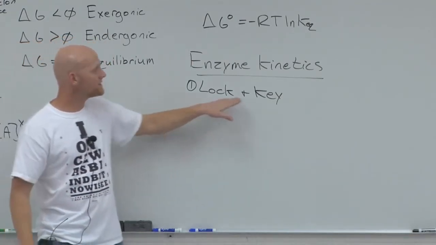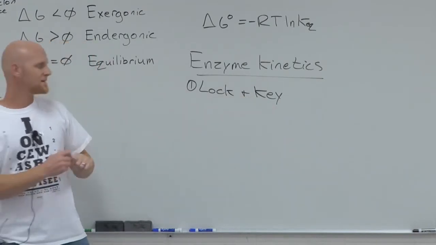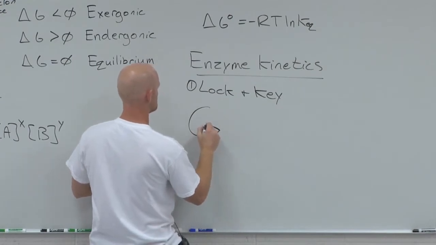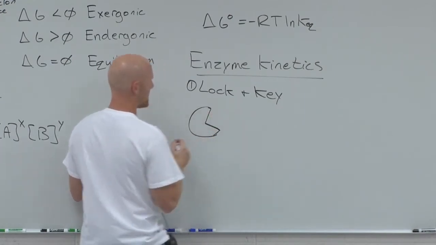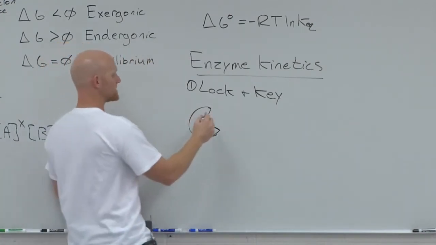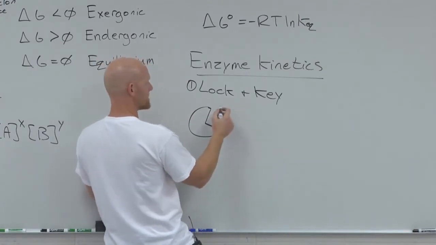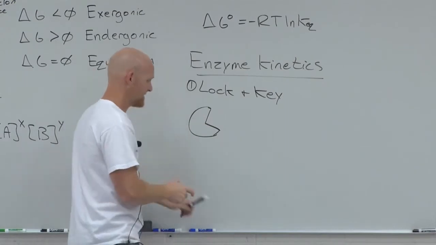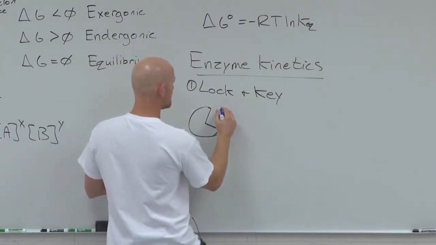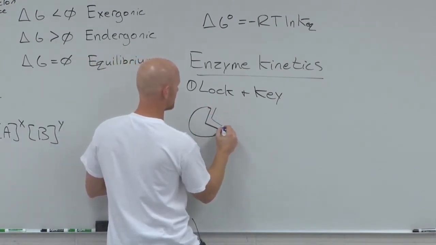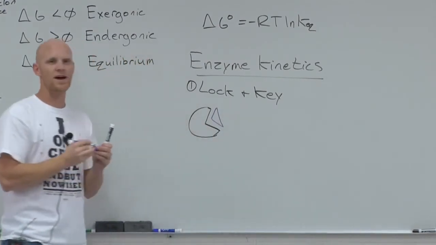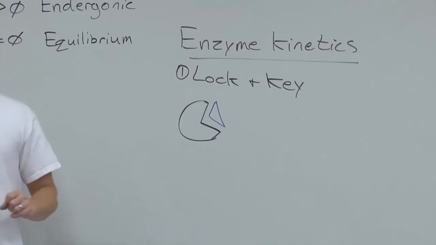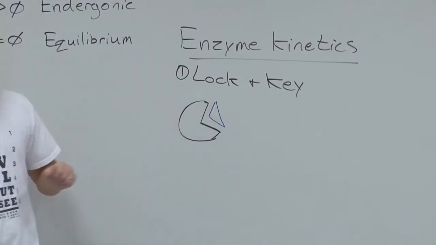So with this lock and key model, the idea is that your enzyme might have a certain shape, based on the amino acid sequence and the tertiary structure, and maybe even quaternary structure, depending on the enzyme. And out there is some substrate that perfectly fits right into that, like a lock and a key. Apparently my drawing is terrible, but that's supposed to represent fitting in there perfectly.